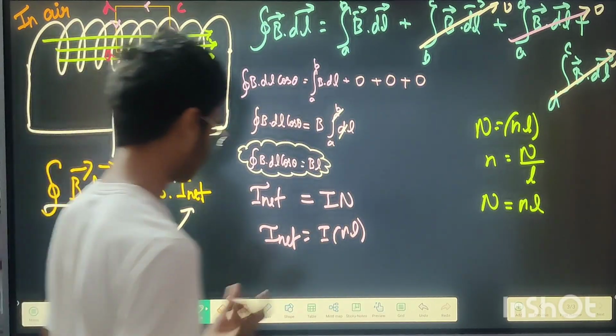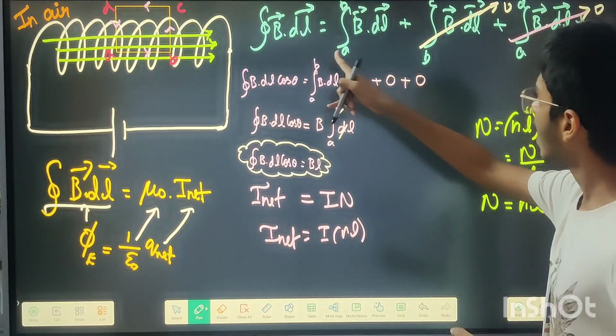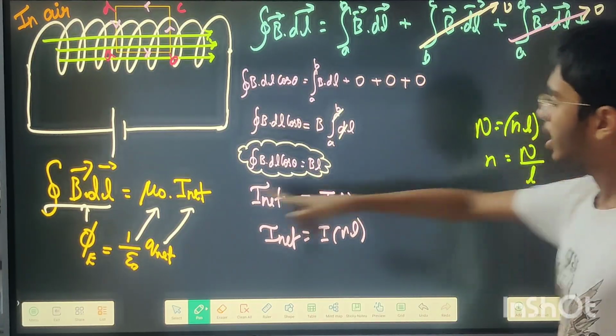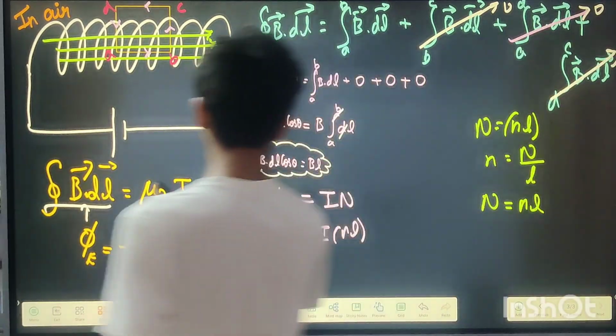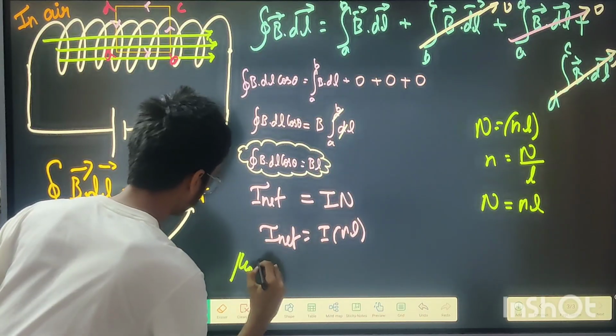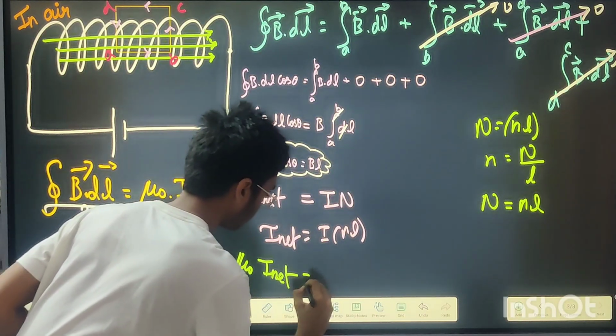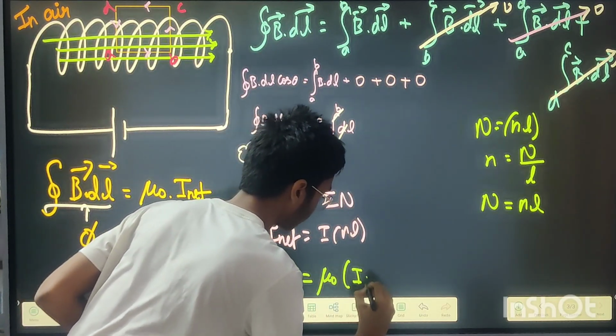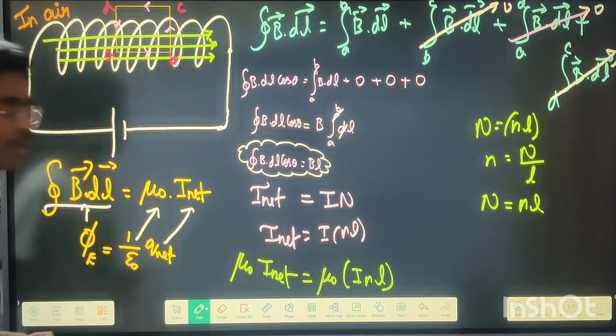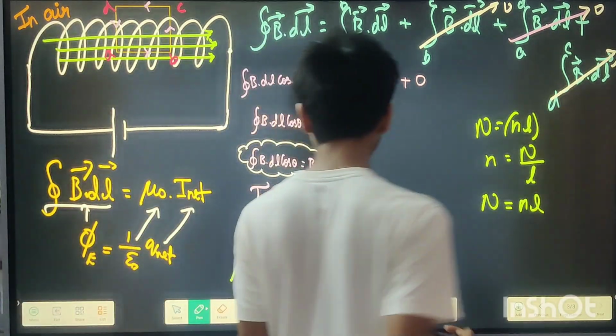I net is equal to INL, and also we have another formula, which is mu naught I net. So I can substitute this over here. Mu naught I net is equal to mu naught I into INL. So I've got this particular formula.